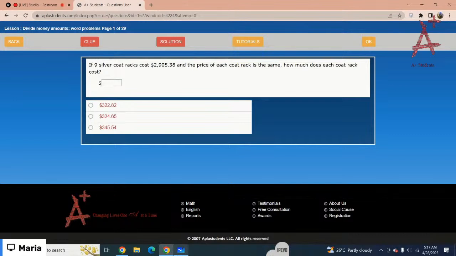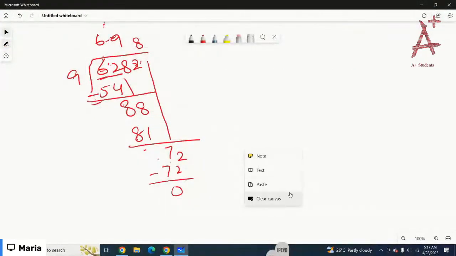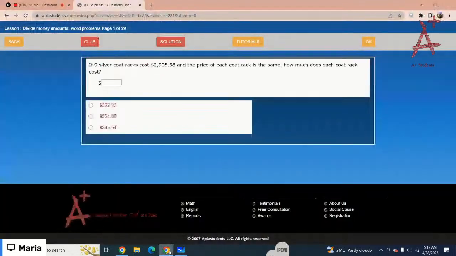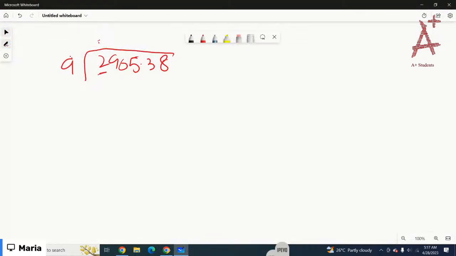So let's just divide 2,905.38 by 9. Okay, you can't divide 2 by 9, so you need to make it 29. 9 times 3 is 27. You have to now bring the 6 down.